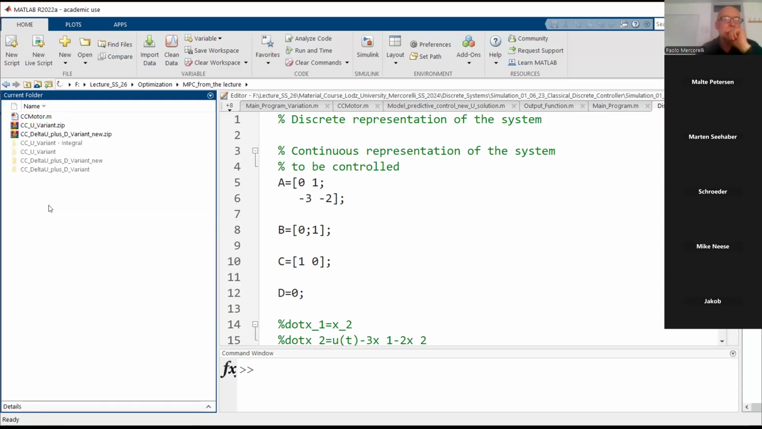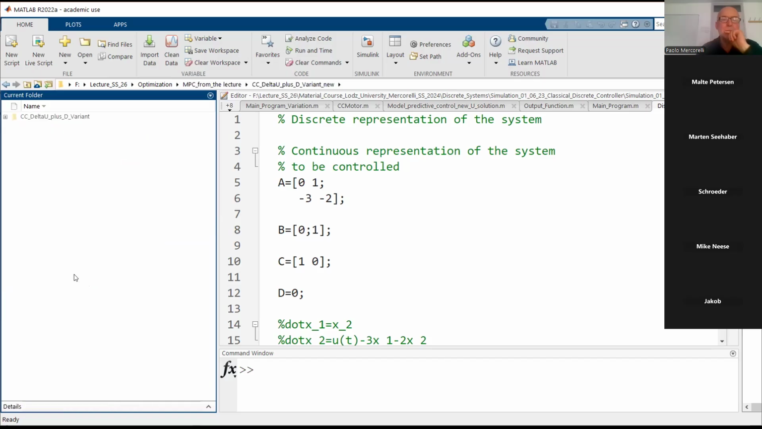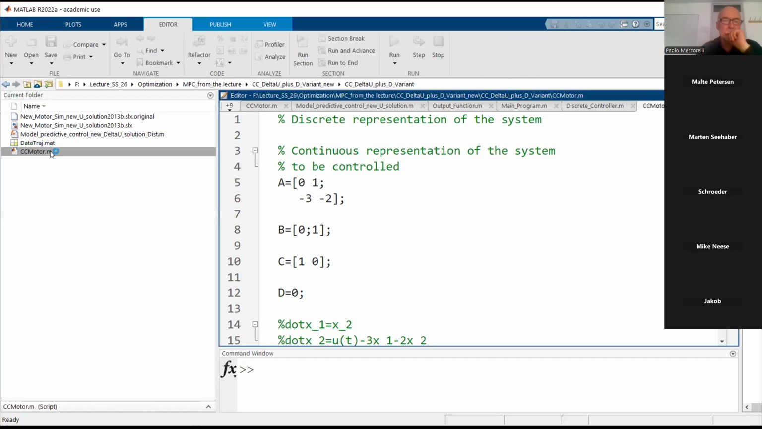MPC from the lecture. You have a zip folder, which is this one here in my structure. I have here the corresponding folder. Let me open this with the data.